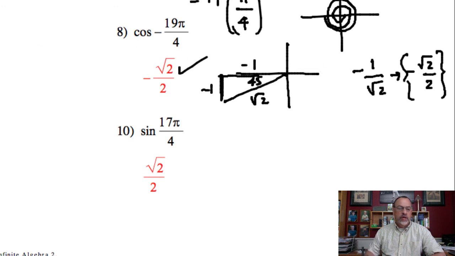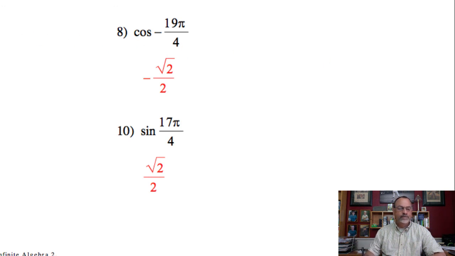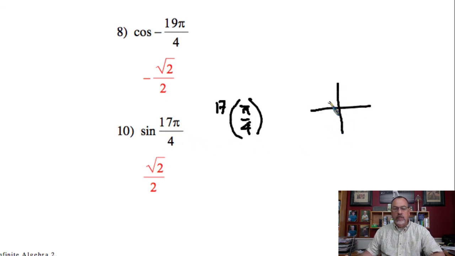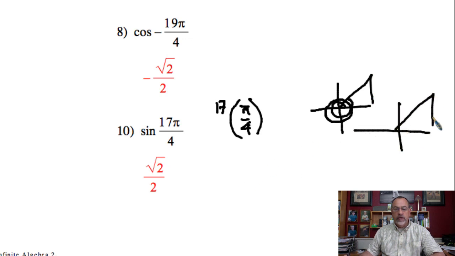Let's do one more, and then we'll look at quadrantal angles real quickly. If we're looking down here at number 10, we have 17 pi over 4. Again, the pi over 4 tells me it's a 45, 45, 90, and there are 4 of them in half a circle. I need 17 of them, and I'm going to go counterclockwise because it's positive. So half a circle is 4, another half is 8, 12, 16, and I need 17, which is 1 more. So my angle is in this quadrant, and I know it's 45.